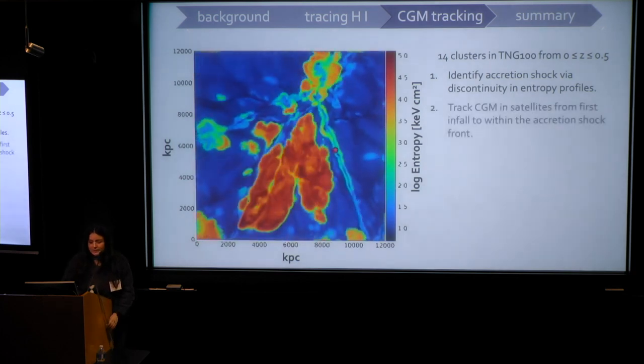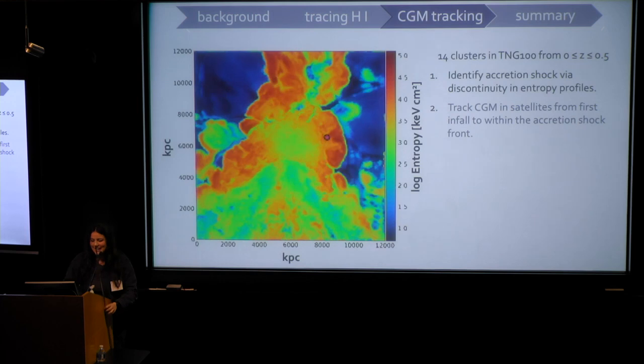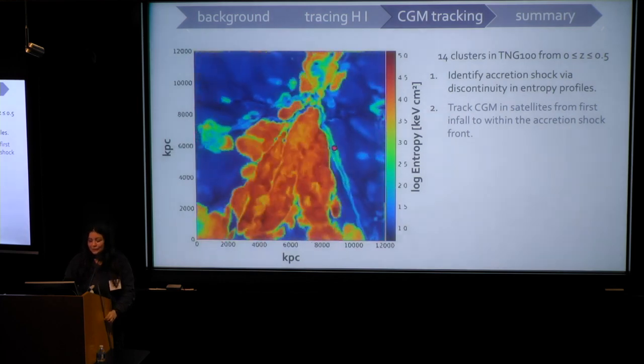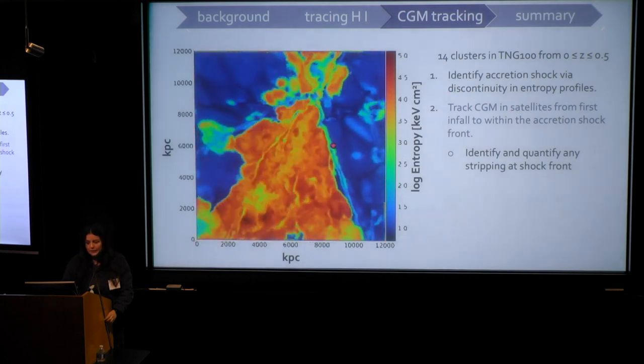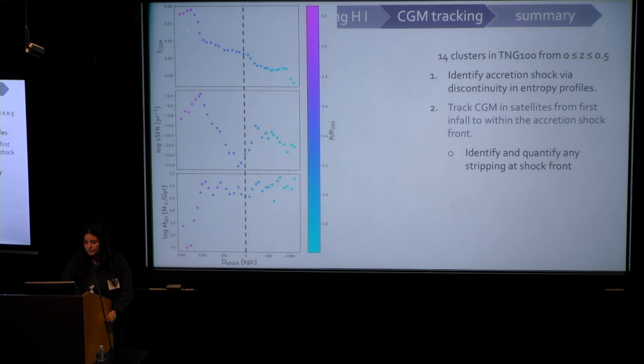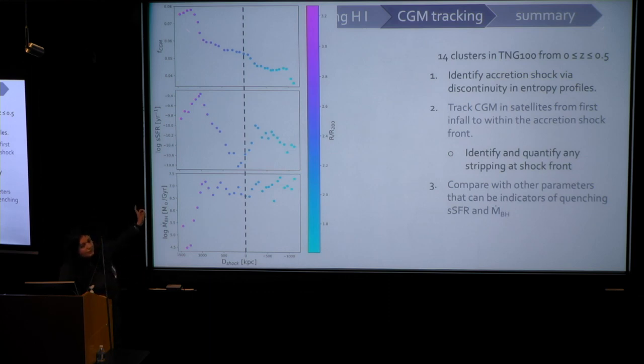So once I've identified the subhalos to track, I can track their CGM from their first infall to within the accretion shock. This will allow us to identify if there's any stripping occurring, and if so, how much. Not only can we look at the CGM, we can also compare this with other potential indicators of quenching, such as specific star formation rate and the black hole accretion rate. On the top, we have the CGM fraction, that is the CGM mass over the total mass of the galaxy. In the middle, we have the specific star formation rate, and on the bottom, the black hole accretion rate.